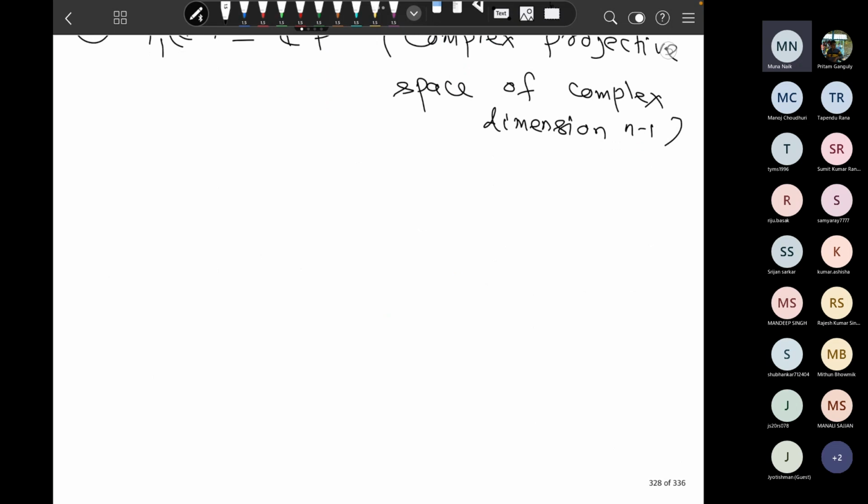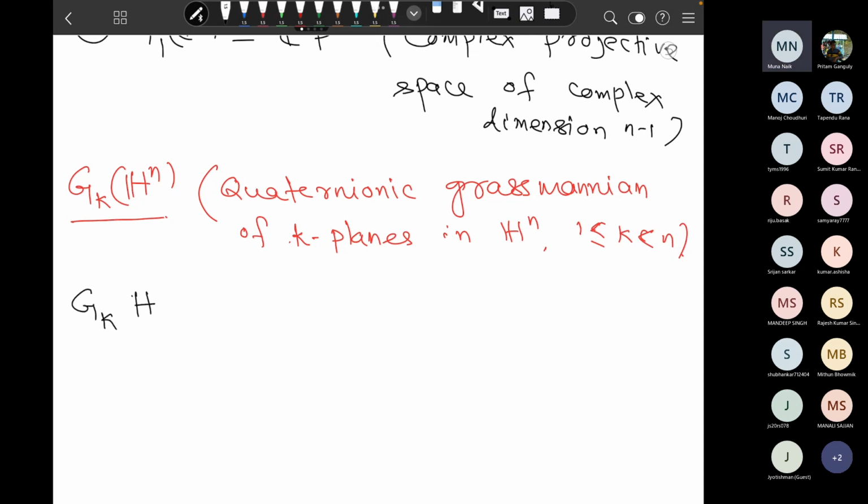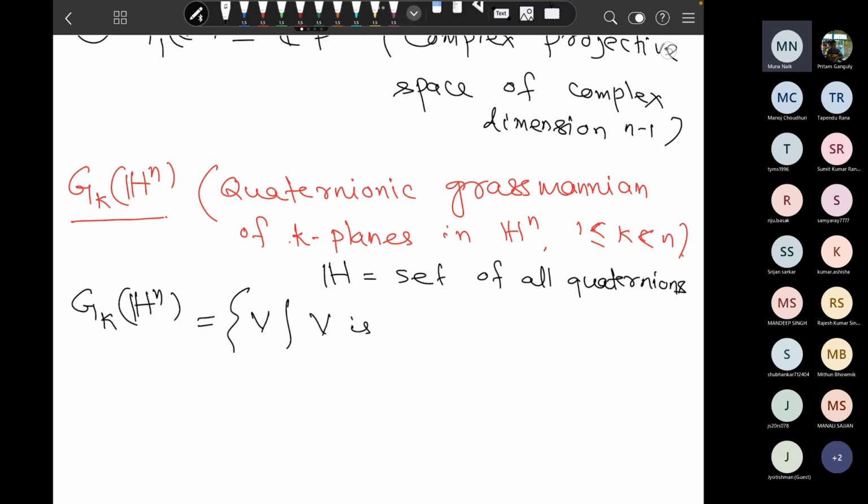Now we have another thing, G_k(H^n), the quaternionic Grassmannian of k-planes in H^n. Here also you assume that 1 is less than or equal to k less than or equal to n, and it has a similar definition. H is the set of all quaternions. So G_k(H^n) is the collection of all subspaces V of H^n that are k-dimensional.